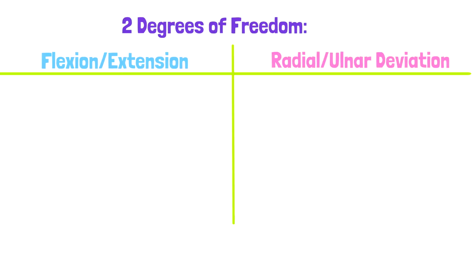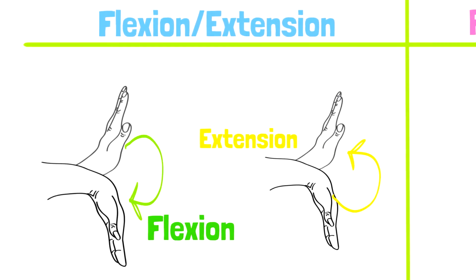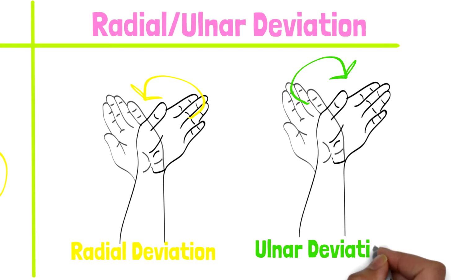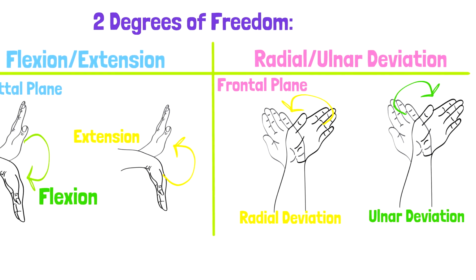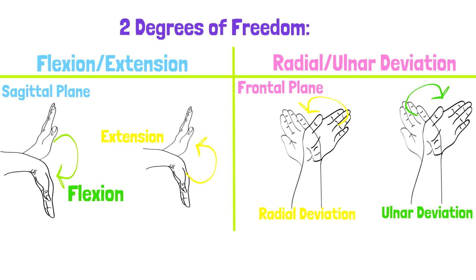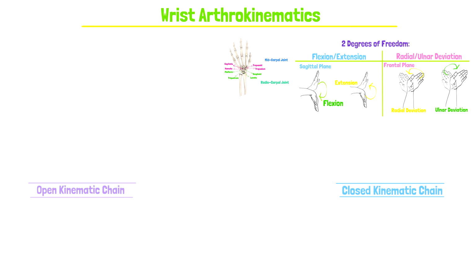The wrist joint possesses 2 degrees of freedom: flexion and extension in the sagittal plane, and radial and ulnar deviations in the frontal plane. The movement at this joint can be viewed from 2 separate perspectives, open and closed kinematic chain.